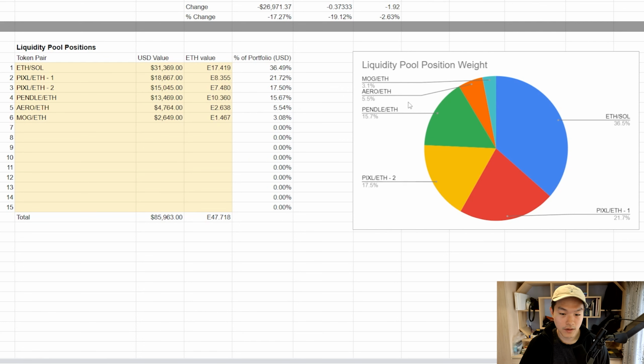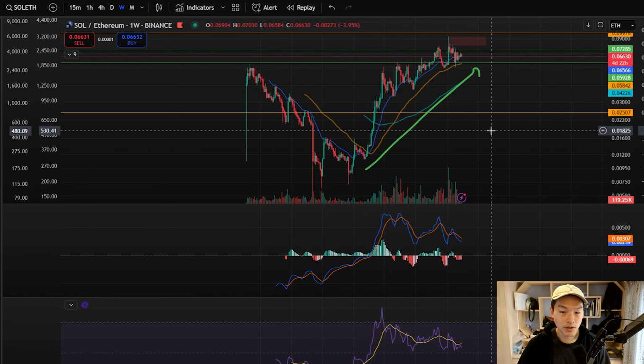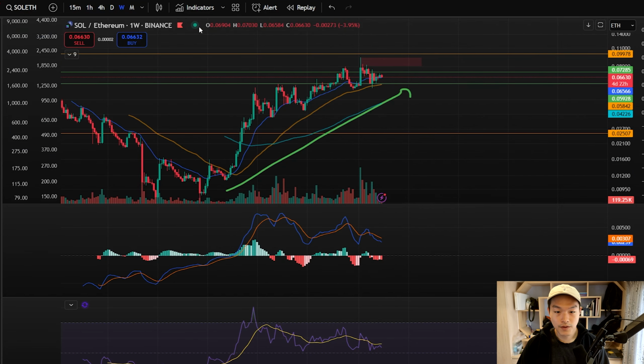We want to try to make profit with all of our pools if possible. But again, it's not a big deal if you lose some and then you make some from the other pools. So sizing, really important. The next part is setting ranges. I released a video last week on how to set ranges, but the short version of it is basically you want to start from the weekly chart.